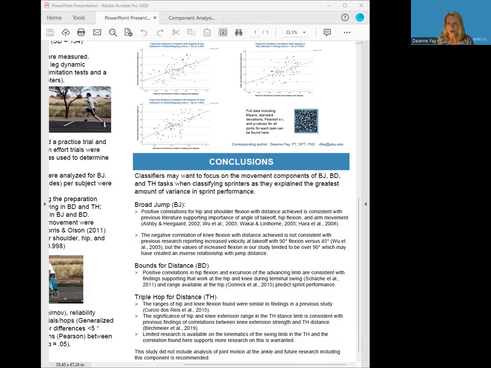One important thing to note is that this study did not include analysis of the ankle, as we weren't able to reliably measure that with the Dartfish software and the angle at which we took the video. So we recommend future research would want to look at that for a full picture.